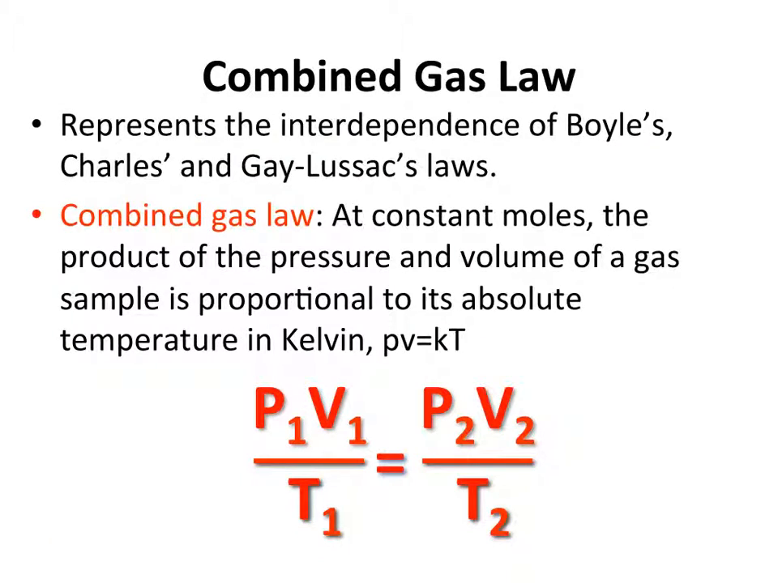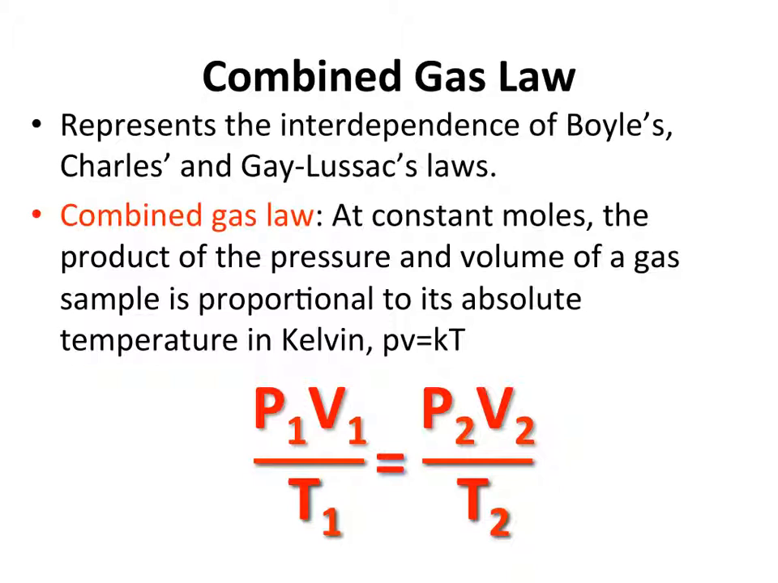Now, if we combine Boyle's law, Charles's law, and Gay-Lussac's law, and we keep the number of moles consistent when we're talking about Avogadro's law, we get something called the combined gas law. And what it states is that at a constant number of moles, the product of the pressure and volume of a gas is proportional to its absolute temperature in Kelvin. And we can represent it using this equation here.